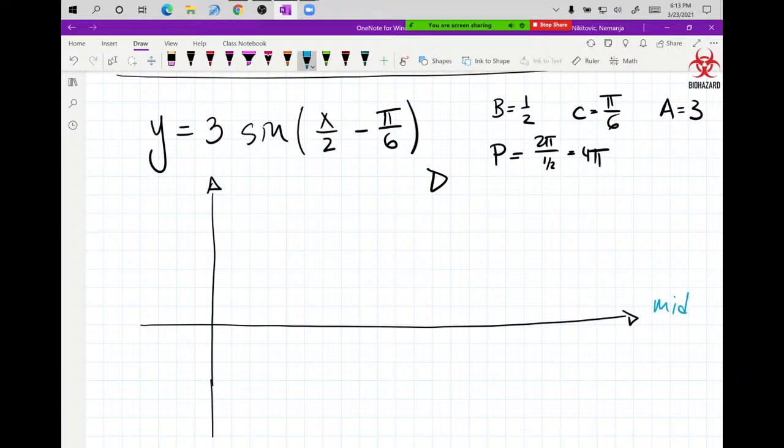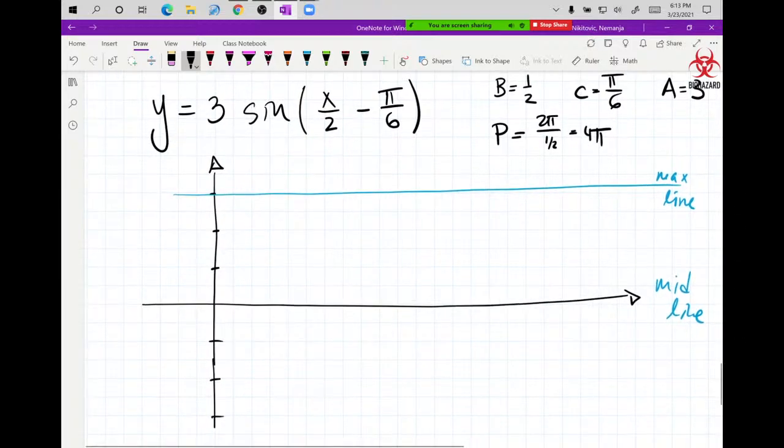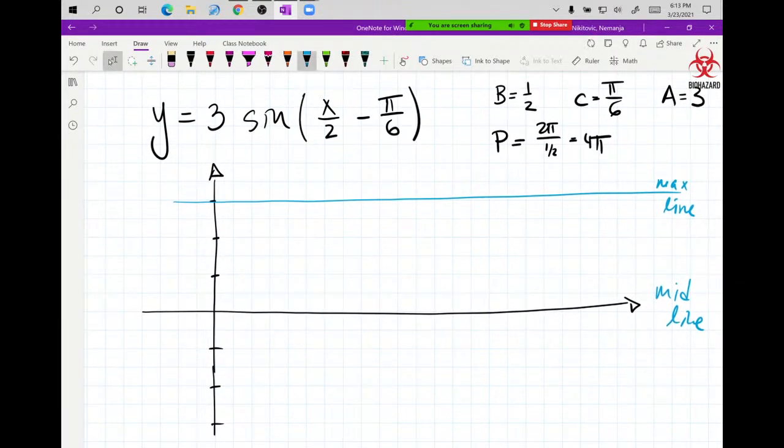So this is our midline, and then 3 units up, 1, 2, 3 units up is going to be my max line, and 3 units down is going to be my min line, minimum line.